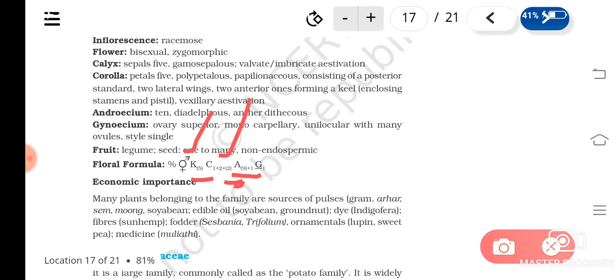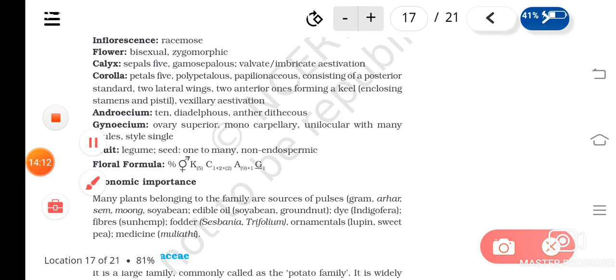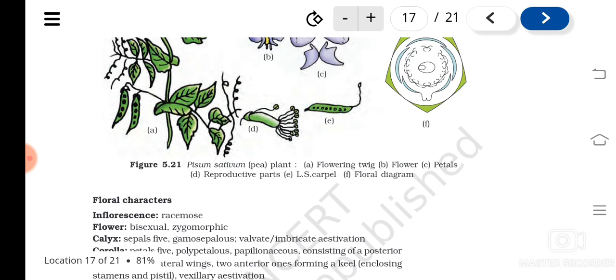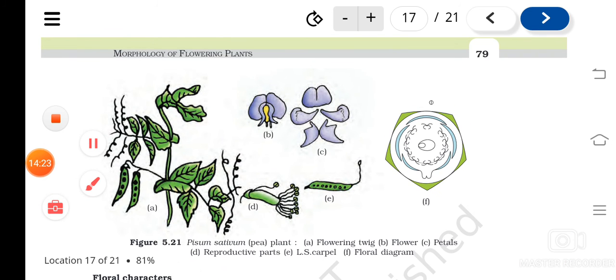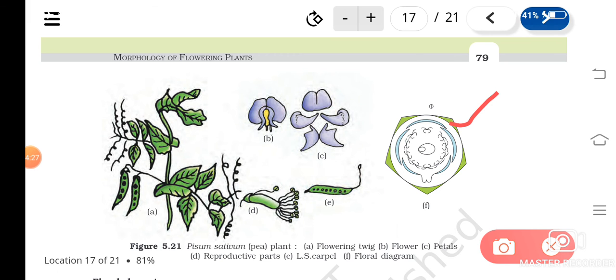Gynoecium, you see, only one carpel, that is represented by 1, and it has a superior ovary. So this is the floral formula for Fabaceae, that you need not study, I am just telling you about the floral formula. Okay, now the floral diagram of this family, you see, you can see the sepals are united, that's why they are joined and shown.